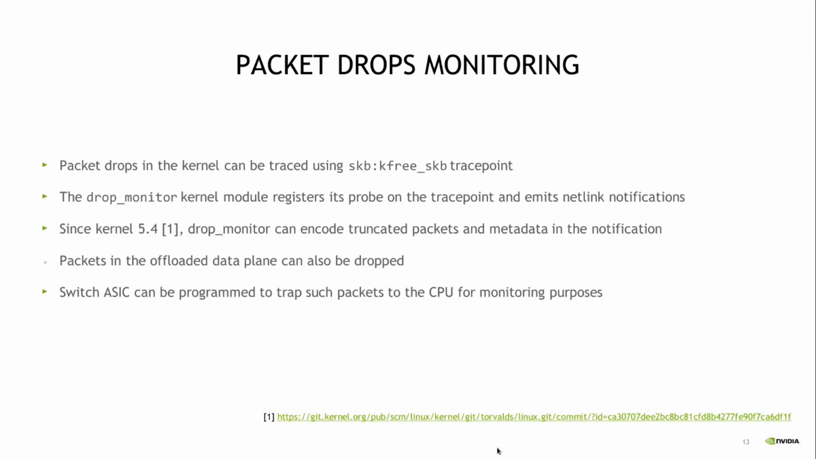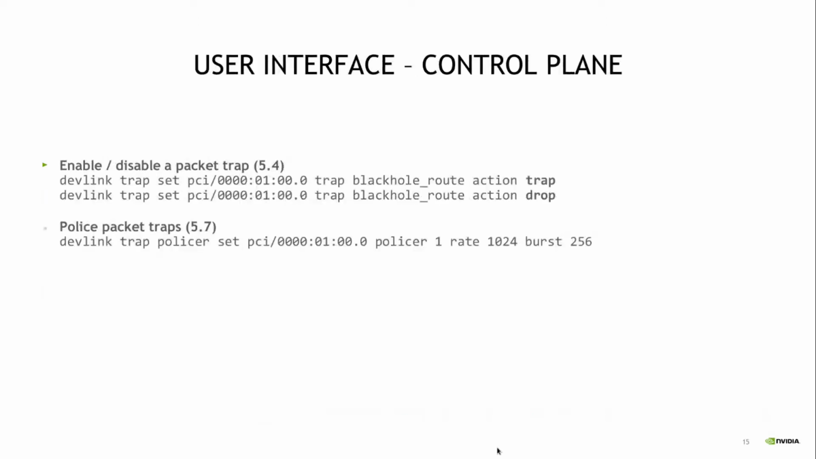So when the ASIC decides to drop a packet, it can be programmed using devlink to send the packet to the CPU, in which case it is processed by the device driver of the switch ASIC, which then reports it to devlink, which then triggers the devlink trap report trace point. And as a trace point, we can also attach a BPF program to it in order to get aggregated statistics. And I will show this in the next few slides.